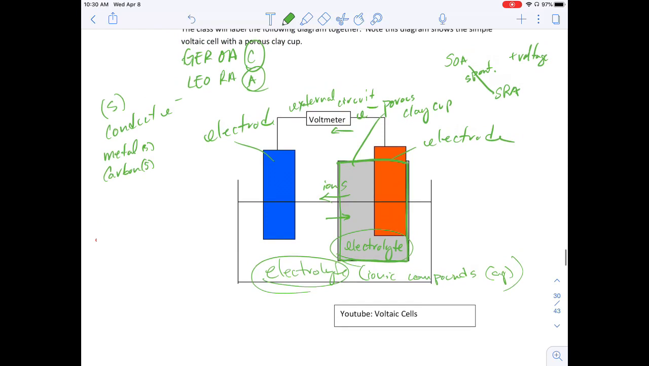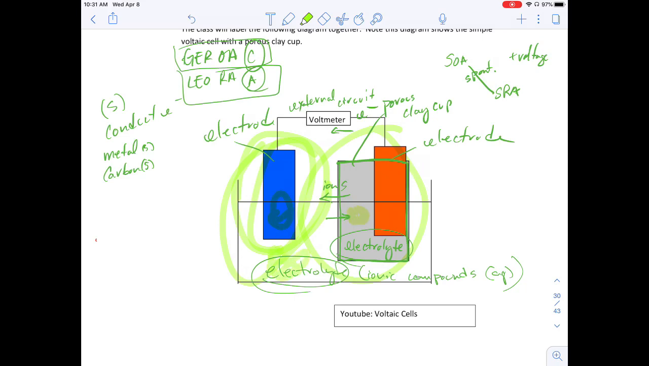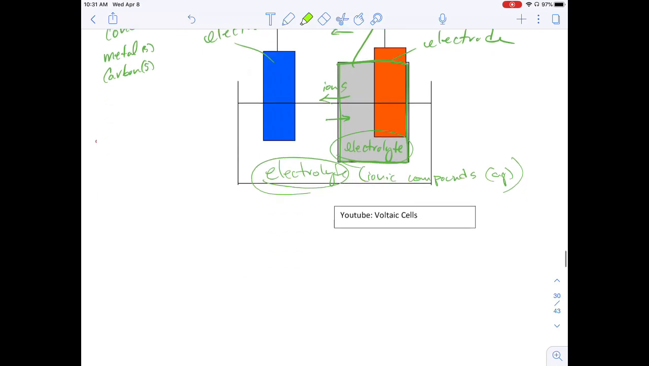If I know what my two spontaneous reactions are, I'm going to be able to tell what kind of cell it is, and which half reaction is this and this. I'm going to have two different reactions, one that happens with this electrolyte and this electrode, and one with this electrolyte and this electrode. So what I need to do is pick the strongest oxidizing agent and the strongest reducing agent, and be able to organize it. So we'll take a look at this cell.